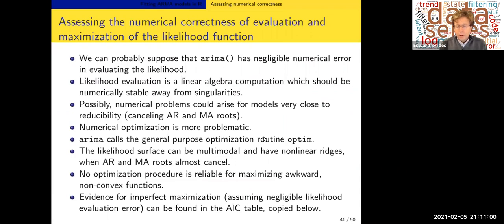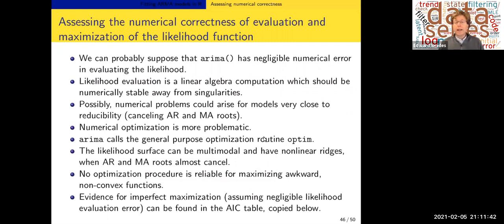And so let's think a little bit about assessing the numerical correctness of evaluation and maximization of the likelihood function. This is a separate issue from the roots, because even if the numerics is perfect, and that really is the true maximum likelihood estimate to a very high number of significant figures, you could still have cancelling roots. This is saying that beyond the possibility of cancelling roots, we want to consider also the possibility that the maximization that ARMA does is imperfect.